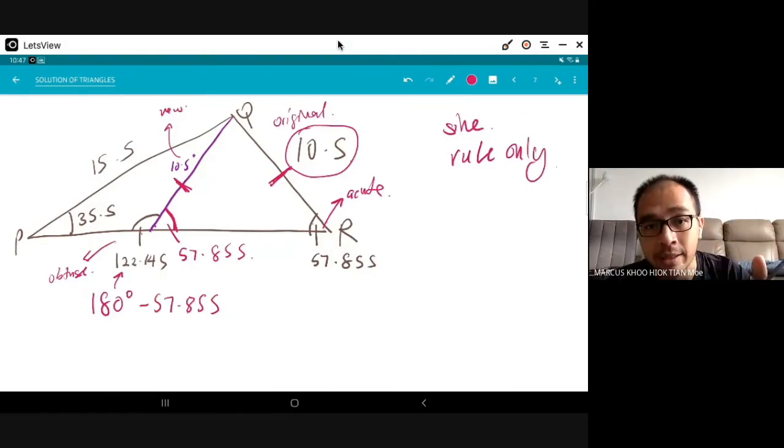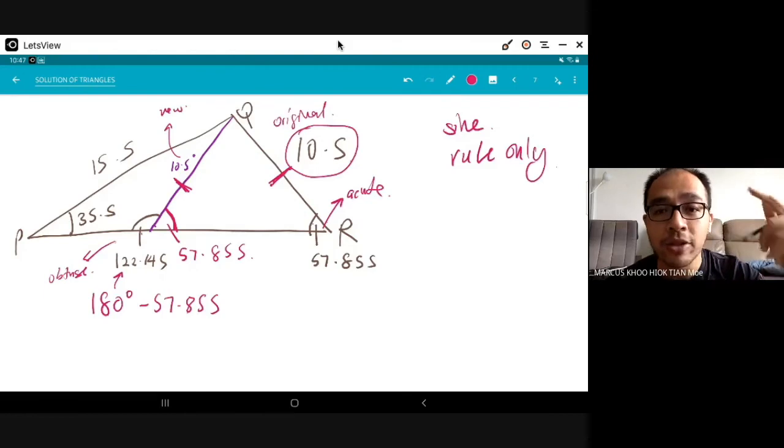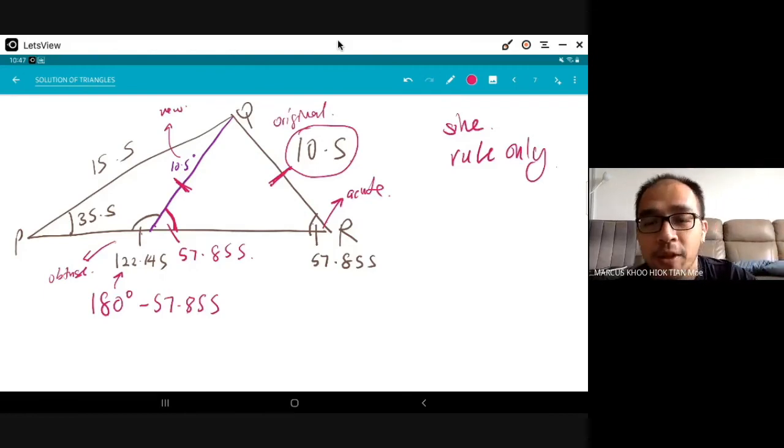Look at the angle. Ask yourself, is this an acute angle or an obtuse angle? If it is an obtuse angle, the answer from the calculator, you need to do one extra step. I'm repeating this so many times because sometimes when I say it one time, some people don't really take it in. So I'm saying it again to make sure that everybody understands.